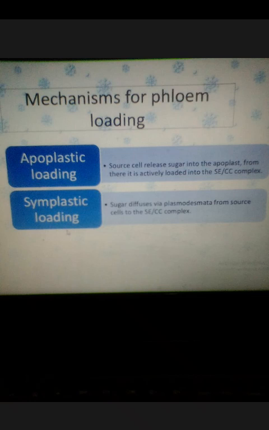These two are the main important part of phloem which take part in the translocation of food material. Whereas in second category, that is symplastic loading, in this category sugar diffuses via plasmodesmata from source cell to these complexes. Here see the differences between these two. In second category, plasmodesmata is going to take part in loading. Okay, so food material, that is sugar, is going to be translocated from one cell to other cell with the help of plasmodesmata.